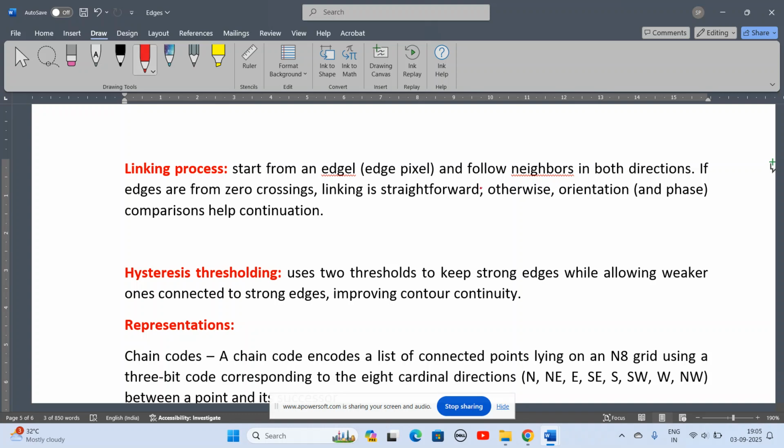So I have detected so and so edges in my image. These are my edges. I need to link them; the edge pixel of every edge is known as an edge. I'm going to connect all the ends of the edges. That is known as starting with the edge pixel and following the neighbors in both directions, if the edges are from zero crossings. In the Laplacian of Gaussian, I have said, right? If there is a sign change from positive to negative or negative to positive, that is surely an edge. I have to link them.